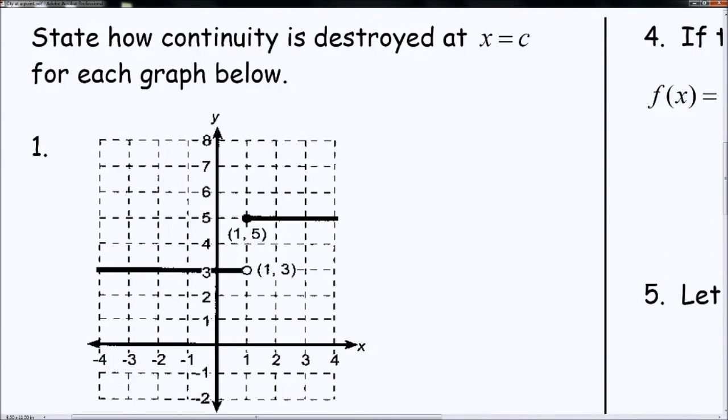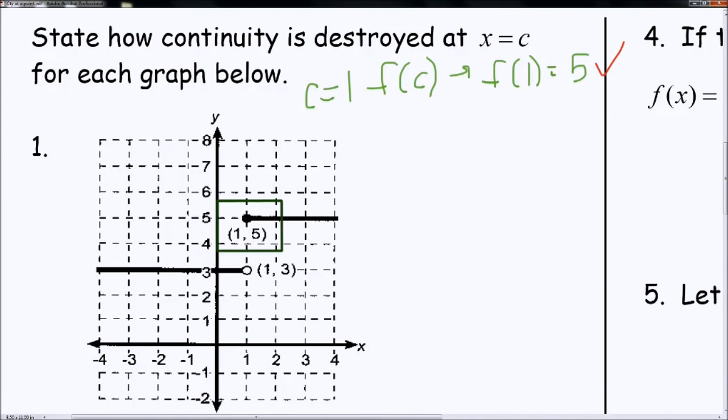Alright, let's go through several examples. For the first three, we want to talk about how continuity is destroyed at c. For the first one, my c is located at x equals 1. So my c is at 1. And notice that my point exists, and that's a good thing. My point's located at (1, 5). And so number 1 of my conditions to show continuity applies. So f of c is f of 1, which is equal to 5. So we're good there.